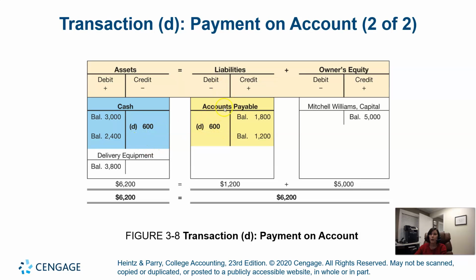So we come over here to our debt for the delivery equipment, our liability, and we see again the minus sign. We're going to reduce the balance on our liability, and that means that we now only owe $1,200 on that scooter. And owner's equity remains the same. So $5,000 plus $1,200 gives us $6,200 on the right side of the equal sign.